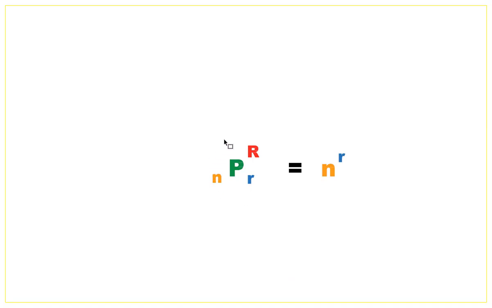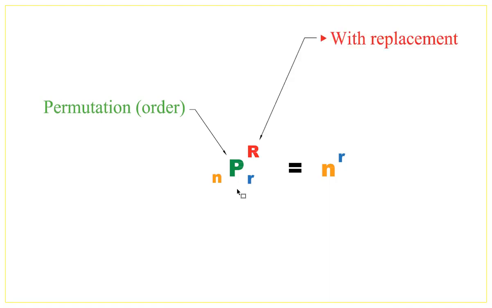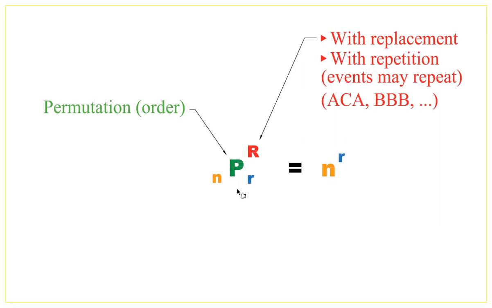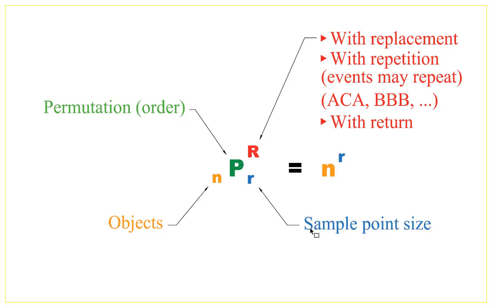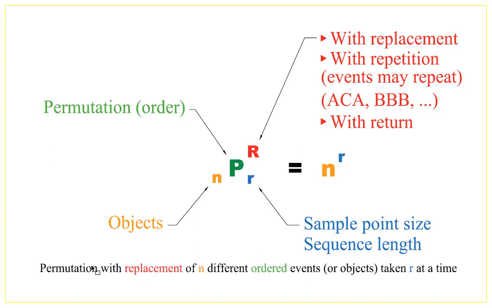Now we are going to write that in a concise form, which is PRNR, which means the following: permutation, which implies order. So now we have permutation with replacement, or with repetition, or with return, for n objects taken r at a time, where r is the sample point size or sequence length. So we read this as follows: permutation with replacement of n different ordered events or objects taken r at a time.